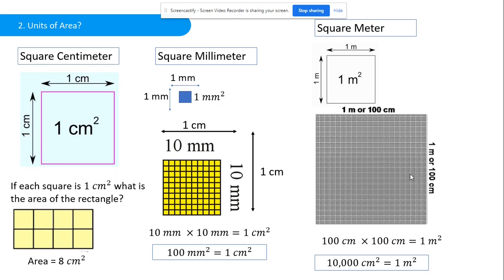Now there are other units of area that can be used, and you might have a chance to look into some of these on your own, but these are the three basic ones that we will be focusing on.